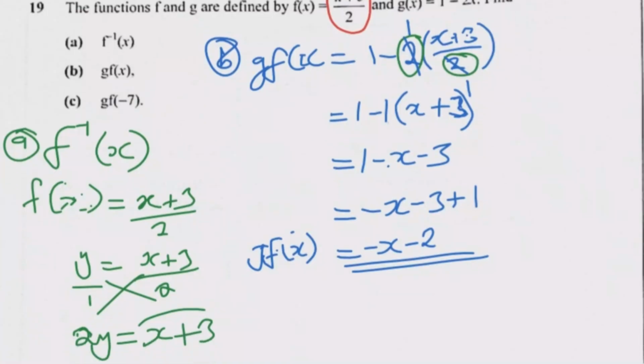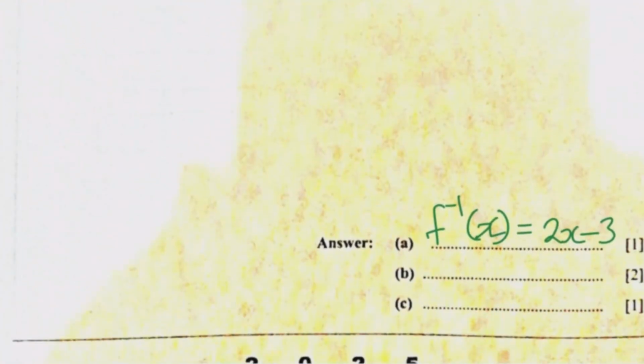Okay, so we can go down there and record our answer, which is g of f, sorry, g of f, let me write properly. So I'm saying g of f of x is equal to negative x minus 2. Okay, so that is the final answer.